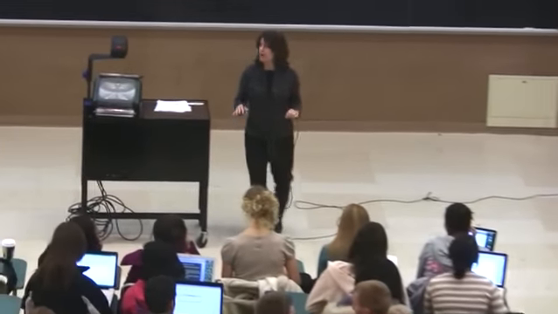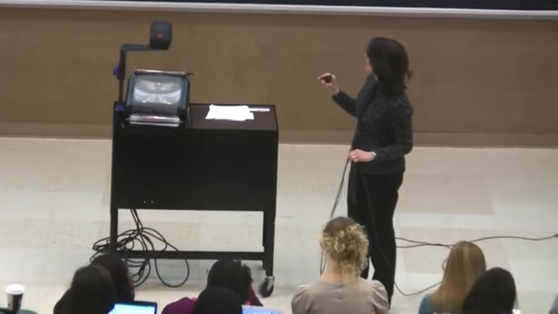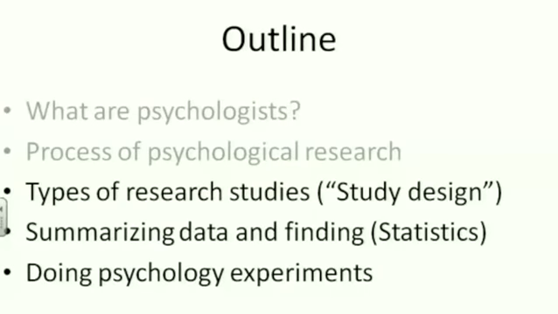So we talked about what different types of psychologists do, and I'm focusing now on research psychologists for the two lectures, the process of psychological research, and we'll return to that. And we started to discuss different types of research designs. We talked about a correlational study.